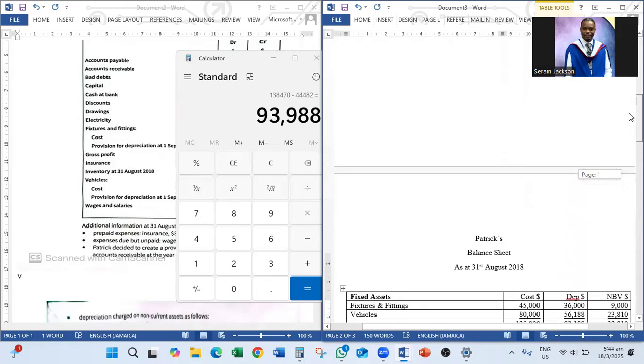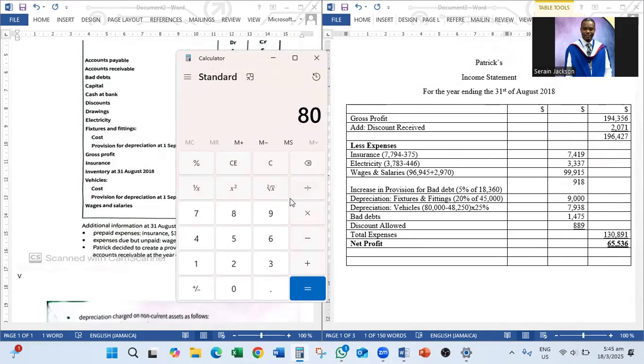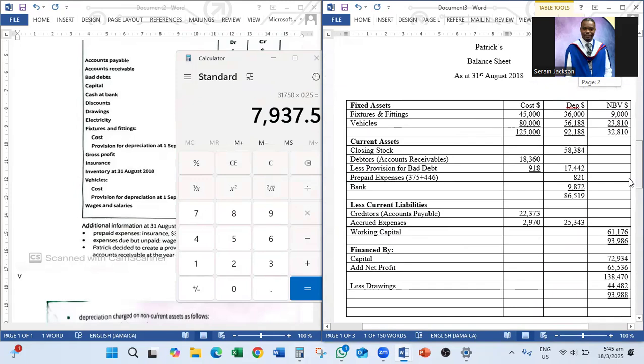If you remember in my previous upload, when calculating this figure, I had gotten 7,937 point 0.5, I think, and I had rounded it up. So that is where that $2 would have come from. Because if you look at it, let's do the calculation again. 80,000 minus 48,250 would be equal to 31,750 multiplied by 0.25. So it is 7,937.5, and I round it up. So that is where that miscalculation would have come from. So it is off by $2.